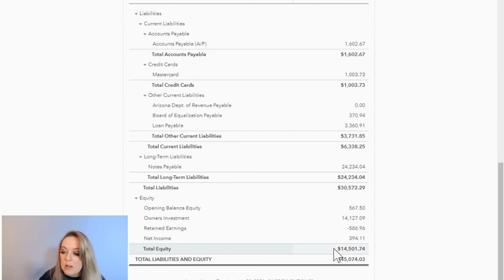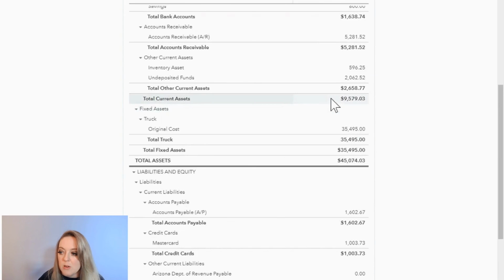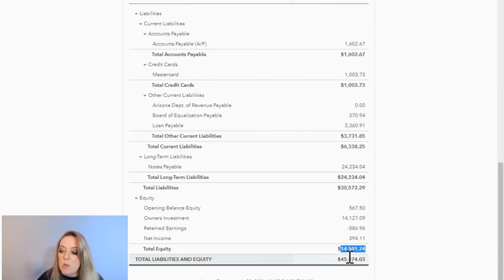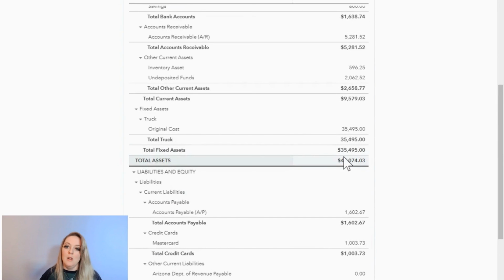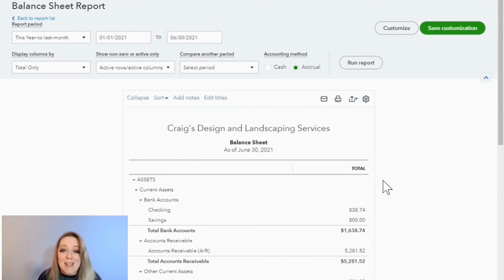But then we have total equity. Again, that doesn't match or balance with their total assets. But when we add our total liabilities and our total equity, it comes out to this $45,000, and that matches, or because accountants are so brilliant and so creative, balances to our total assets. So that is a deep dive, a down and dirty of how to read the balance sheet.